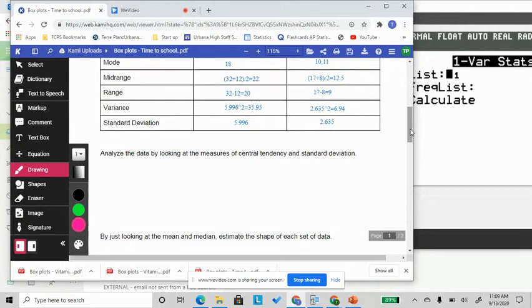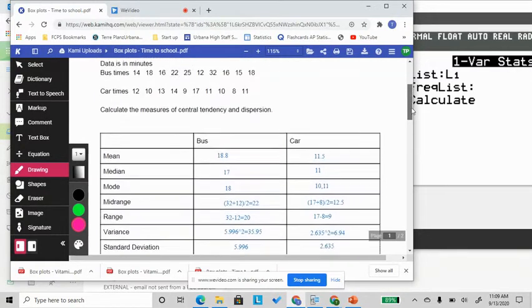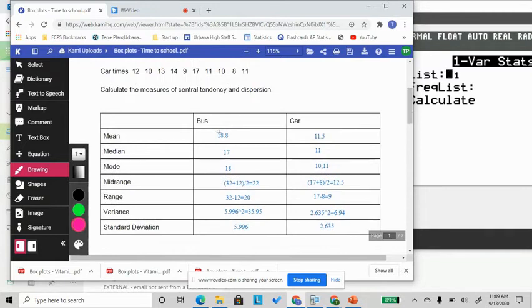Now we're going to look at the data by looking at the measures of central tendency and standard deviation. If we take a look, the mean for the bus times is much, much longer than the mean for the car times. The median is much longer. The mode is much higher. So overall, it looks like all three measures of central tendency are giving you higher bus times for getting to school than car times. If we look at even the range of the data, it's much larger for bus. So they're much more variable and it takes much longer.